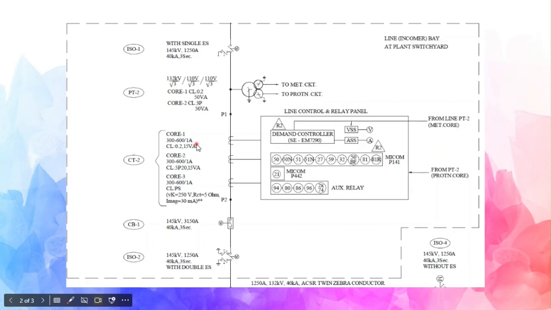I think this is all you need to know about what is CT, what is PT, and why it is required in a substation.